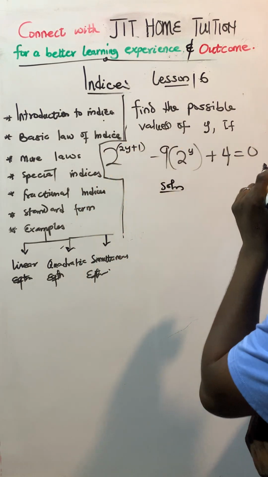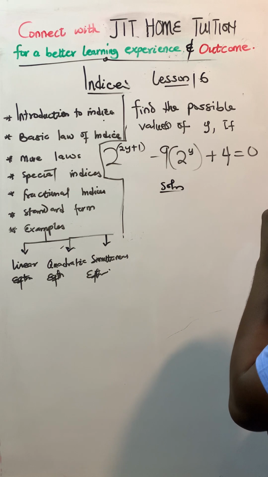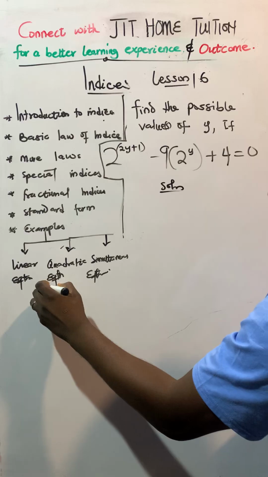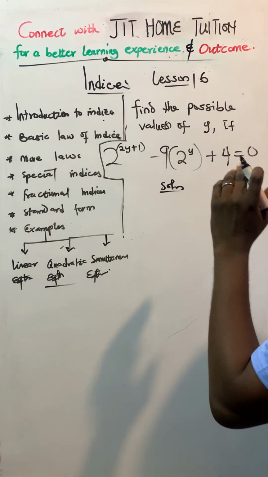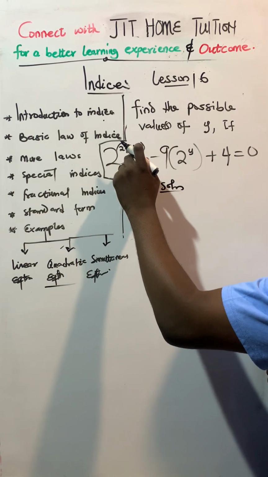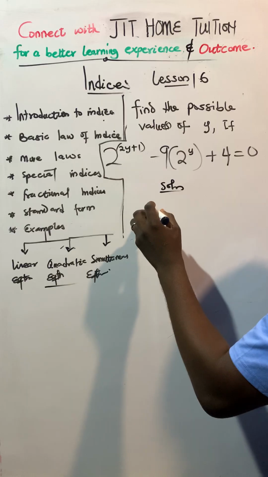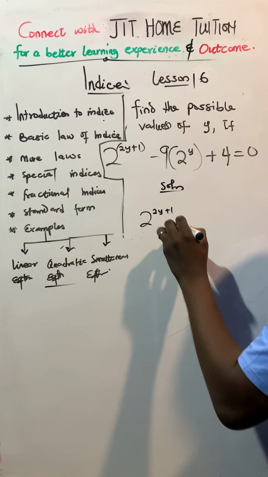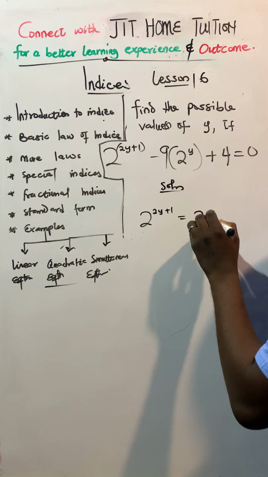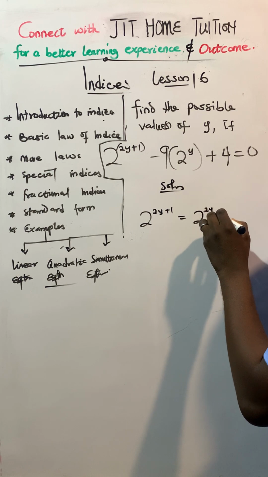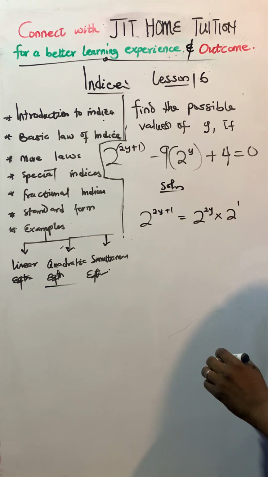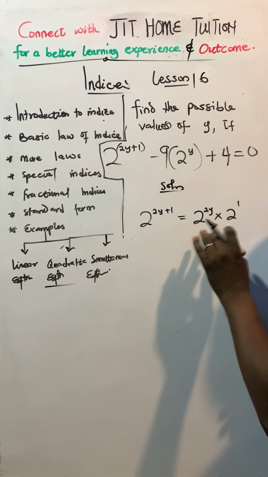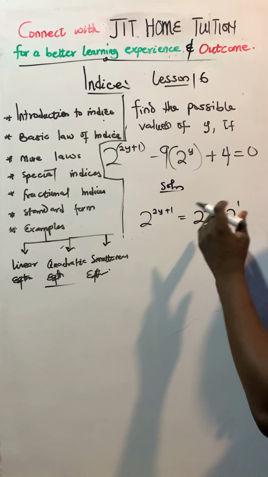With this question that has been given to you, they want you to find y. Look at where y is. And I said it's under the quadratic equation. So the first thing that you're going to do is to expand this one. What do I mean by that? When you have 2 exponent 2y plus 1, its expansion is the same as 2 exponent 2y times 2 exponent 1. Why? From the first law of indices, if the bases are the same and they are multiplying, what you do is that you add the powers.